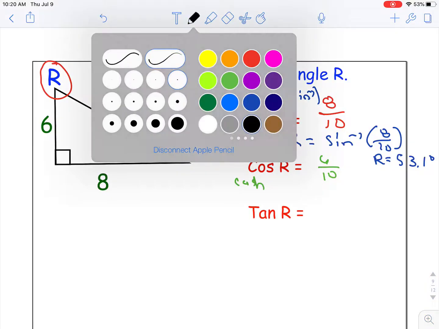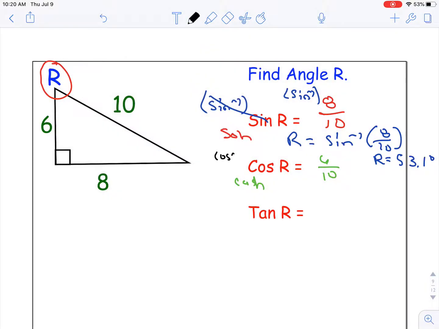So now to solve, again, I am going to take the inverse cosine to solve. Multiply each side by the inverse cosine. So then what that gives me, since these cancel out, is the inverse cosine times 6 over 10, and that gives me R is equal to 53.1. And if you go ahead and do the same thing with tangent, you're going to get the same value because R is not changing. It's just how we get it that is changing.